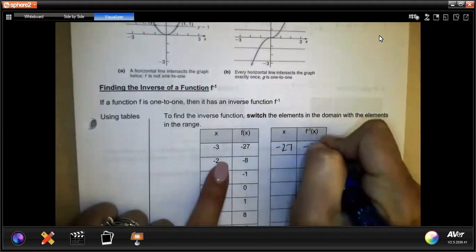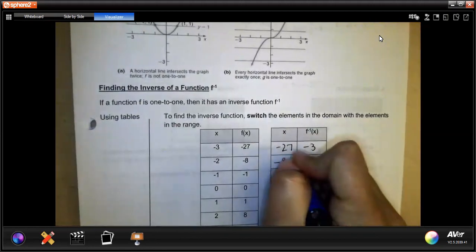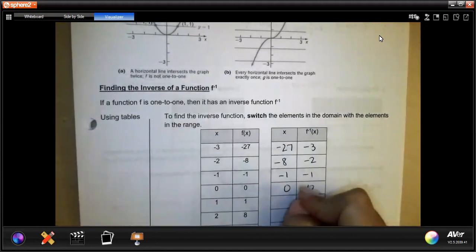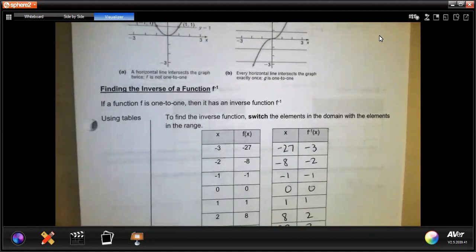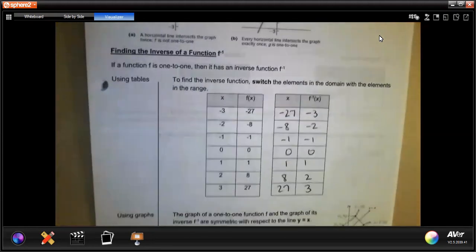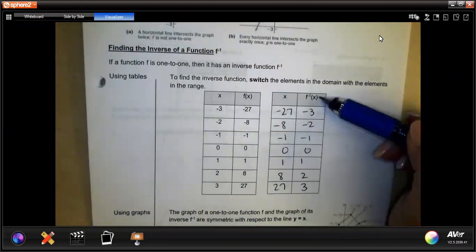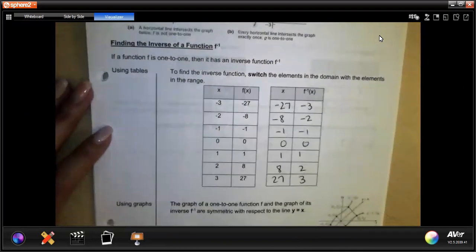So I would then have the point -27, -3. We have switched the x and the y. -8, -2. And that would be our inverse function table. So this is my f of x value. This is my inverse f of x values. We have switched our domain and range. We have switched our x and y values. That's the easiest way to look for an inverse.